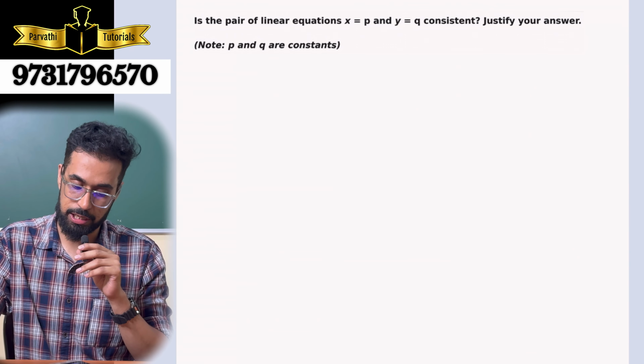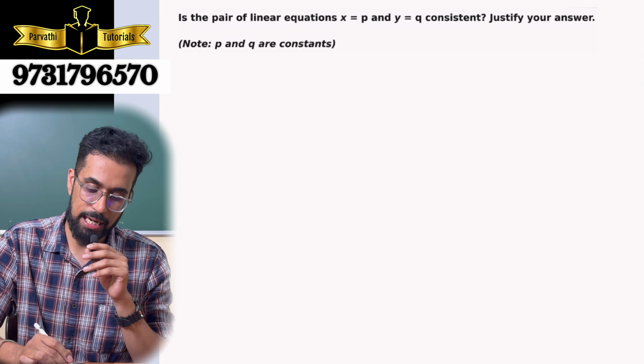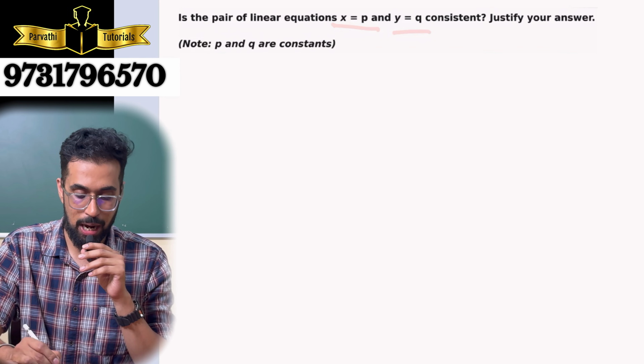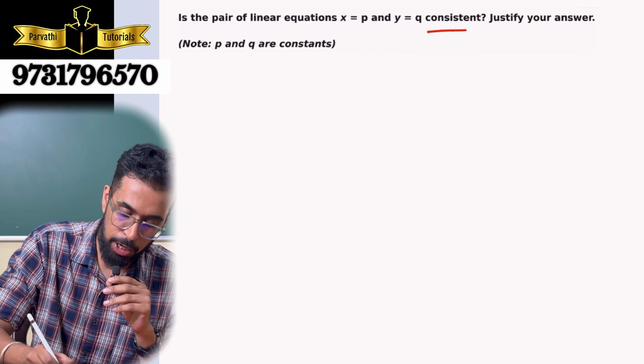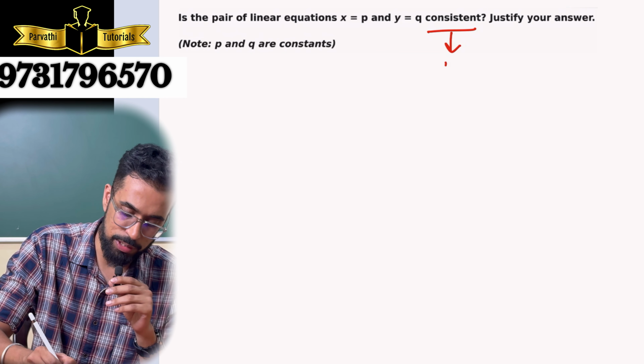Let's look at the third question. Is the pair of equations x is equal to p and y is equal to q consistent? We need to justify with a proper reason here. What is the meaning of consistent? Consistent equations are those which have a solution.